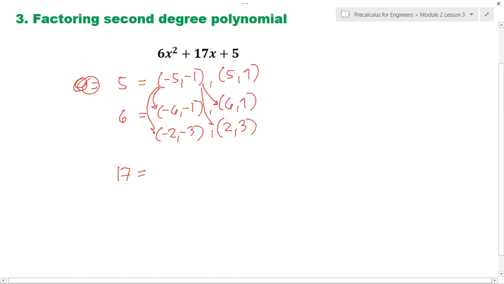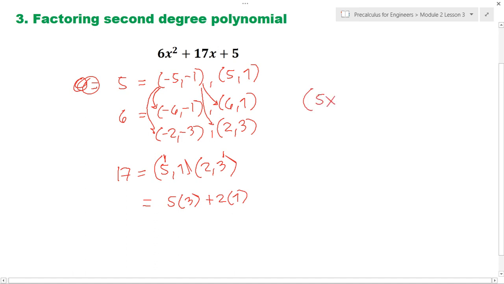So, let's choose 5, 1, and 2, 3. So, I can say that 5, 1, at saka 2, 3. Why? Because if I multiply 5 times 3, then I also add 2 times 1, the result would be 17. So therefore, I will put 5 on the outer and also the 3 on the outer. Therefore, my final answer would be 5x.